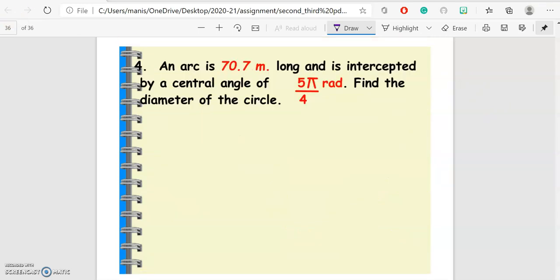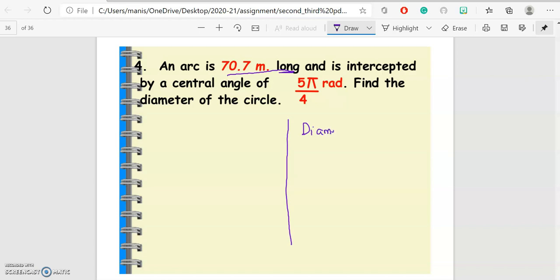Alright, this question is from the concept of length of the arc. An arc is 70.7 meters long. The word long tells you that this is the value of length of the arc. It is intercepted by a central angle of 5 pi over 4 radians. Find the diameter of the circle. So keep in mind what they are asking from us. They are asking from us diameter.